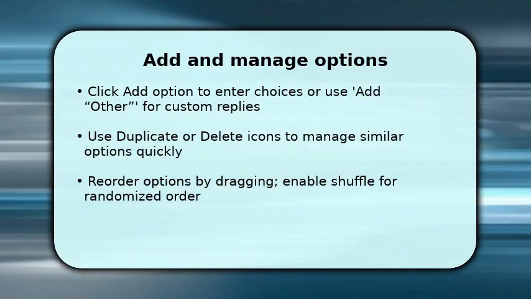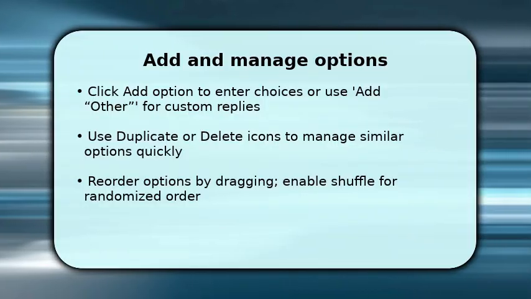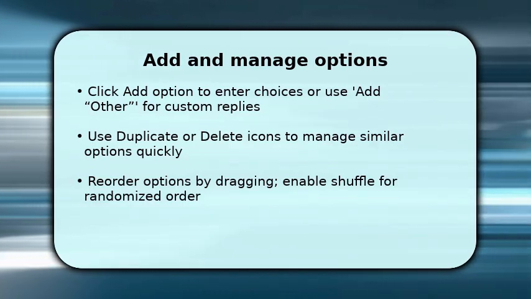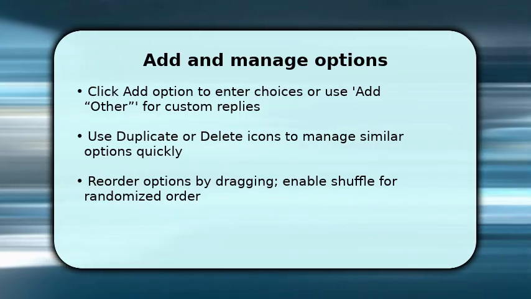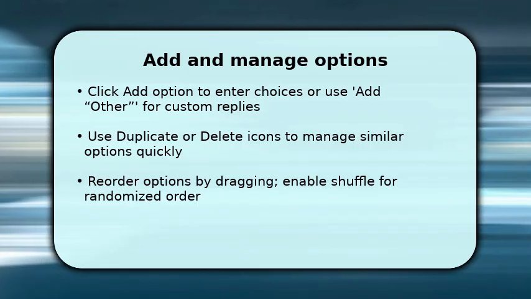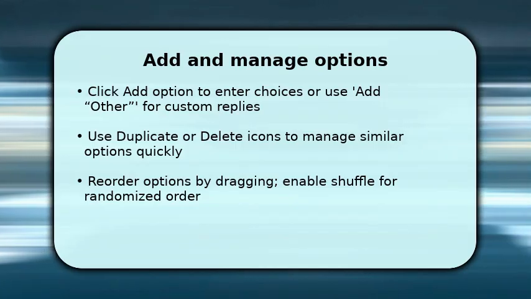Next, you'll populate and manage the answer choices for that question. Click Add Option and type each choice, or use Add Other to allow custom responses. To speed up work, duplicate an existing option, then edit it for variants or delete extras. You can drag options to reorder them and enable Shuffle Option Order when you want randomization. Make sure to preview the question so spacing and wording look right before moving to branching or validation settings.